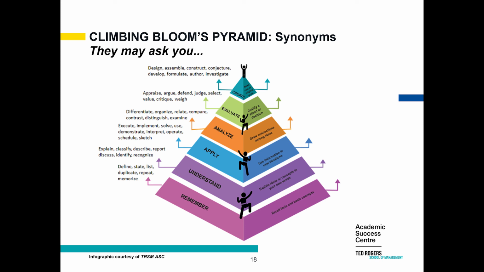The second level from the top is about evaluation. To evaluate is to justify a stance or decision. Here are some synonyms for the word evaluate that you may encounter: to appraise, argue, defend, judge, select, value, critique, or weigh. The topmost level of the pyramid is about creation, creating a new or original work.